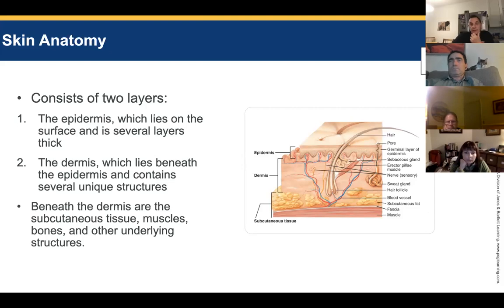Skin anatomy, you need to know this. It consists of two layers, the epidermis and the dermis. Beneath the dermis are subcutaneous tissue, muscle, bones, and other underlying structures. So a laceration can be through just one of the layers, both layers, all the way down to the bone. You need to be able to identify that, look at it, and know how deep it is. You're not going to until you have experience, but you're going to be able to tell how deep it is.